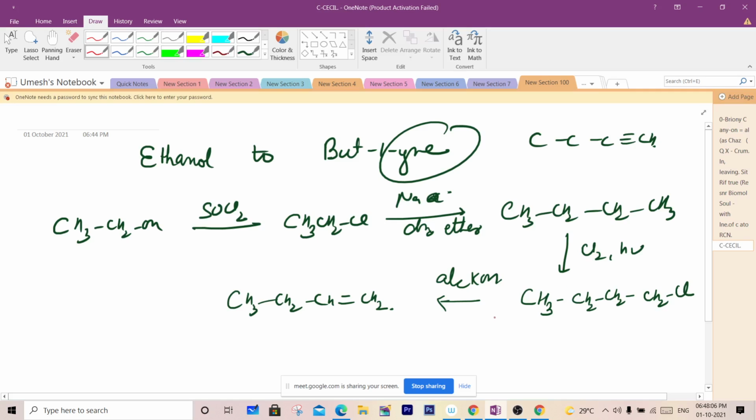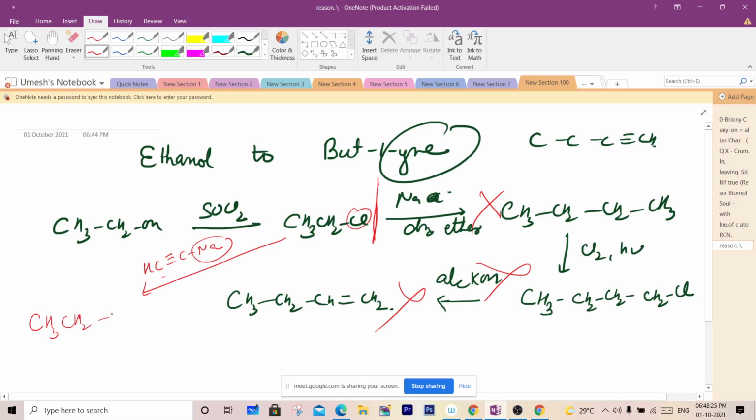Okay, I'm telling you one shortcut. Don't do this step, don't do this step, don't do this step. Up to this, you are right. Now you simply add HC triple bond CNa. Right, now I told you this technique. Yes or no? I got the butyne. One step process. Right.